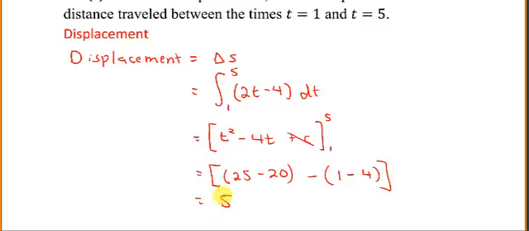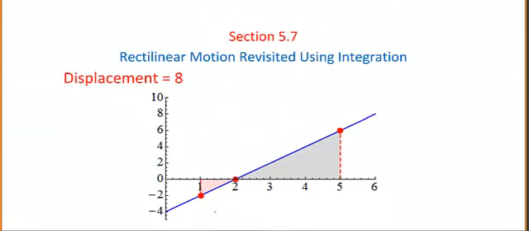So this will be 5 minus a negative 3, and that will be 8. Our displacement is 8. So the object ends up 8 places further in the positive direction at t equals 5 than it started with at t is equal to 1.